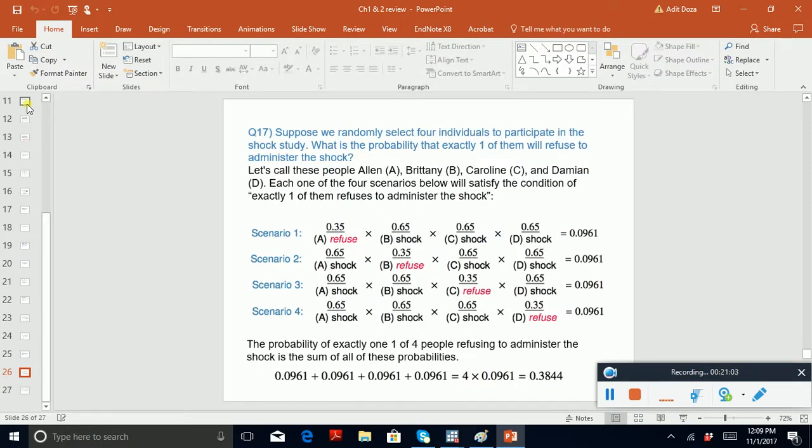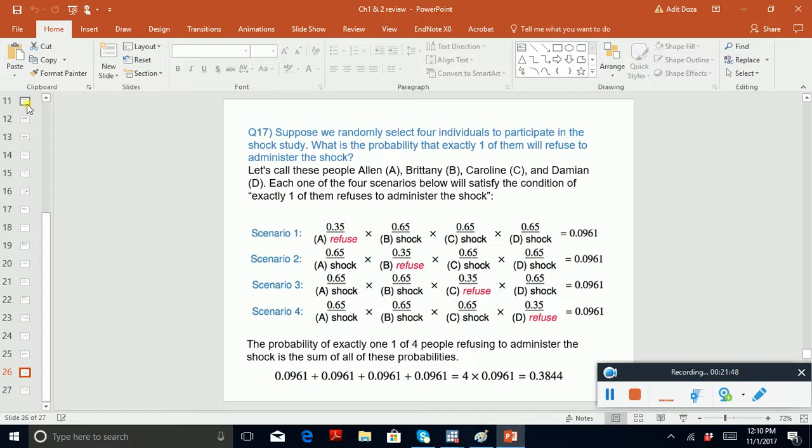Question 17: at least one of them would refuse. Most of you only did up to this part. One of them refusing could be Alan, one could be Brittany, one could be Caroline, one could be Damien. You have to add all 4 of the combinations and sum them up. It's not only Alan refusing, but Alan can refuse, Brittany can refuse, Caroline can refuse, Damien can refuse. So you have to add up all the probabilities.